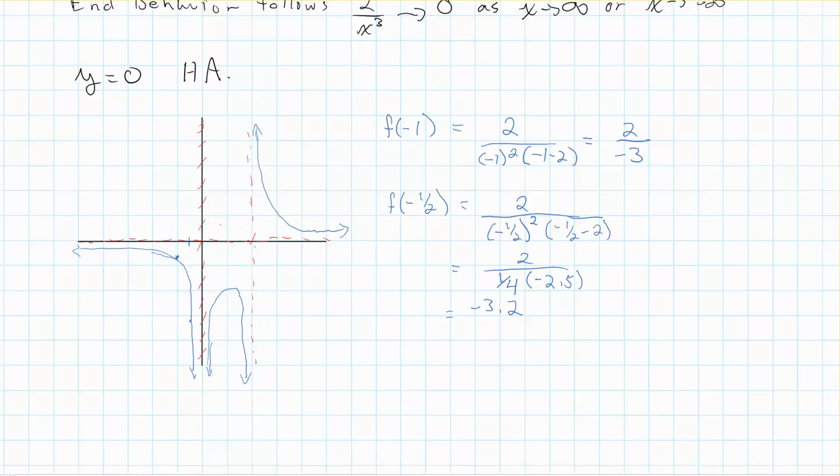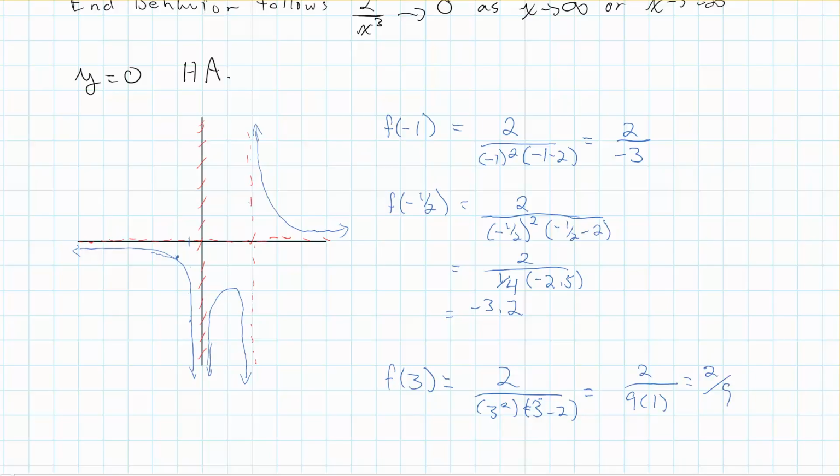And as said, to be a little bit more accurate, for instance, we could substitute the number 3 in and see what we actually get at f at 3. And so this would be 2 over 3 squared times 3 minus 2, which would be 2 over 9 times 1, which is 2/9.